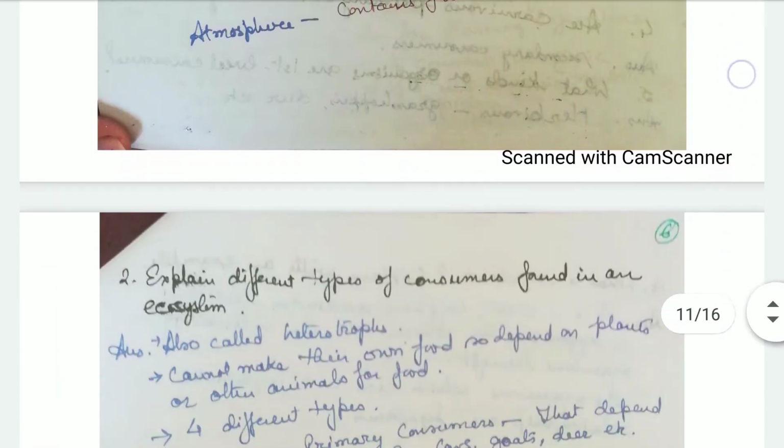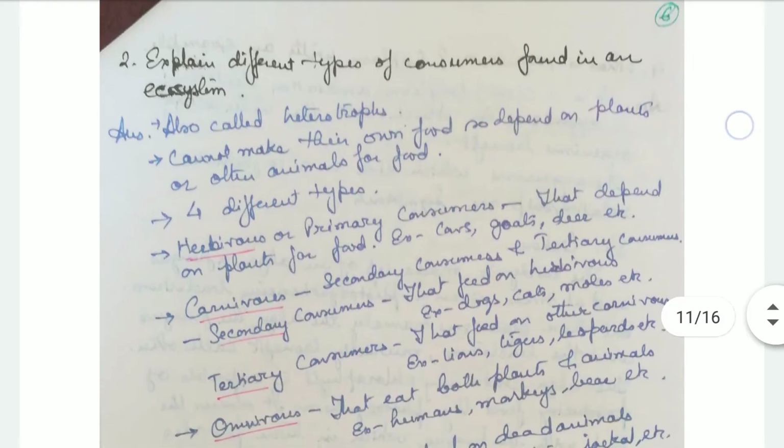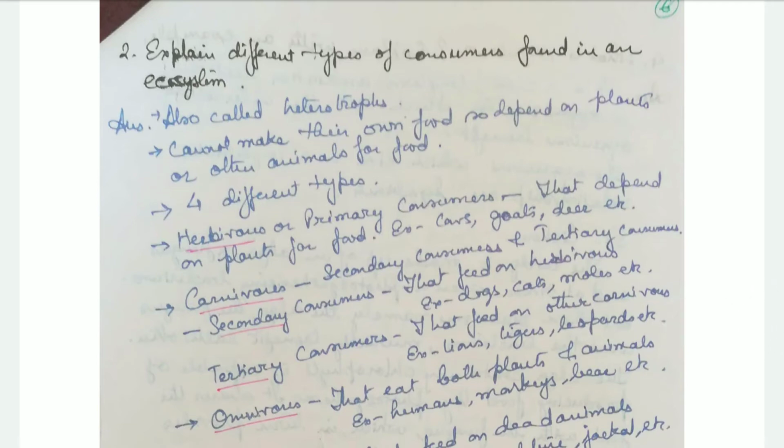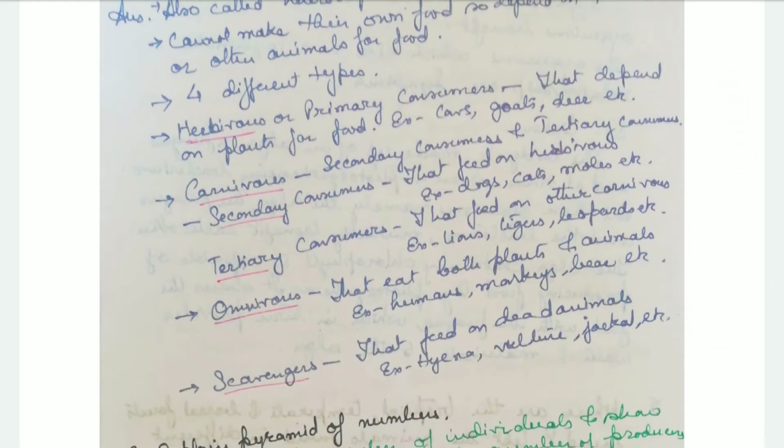Okay, then explain different types of consumers found in an ecosystem. Okay, so the consumers in the ecosystem, these consumers are also known as heterotrophs. These are heterotrophs because they cannot make their own food, so they have to depend on plants and other animals for food. So consumers are of four types: the herbivores or the primary consumers, the carnivores or the secondary or tertiary consumers, omnivores also and scavengers also.